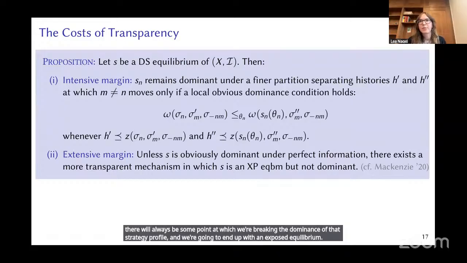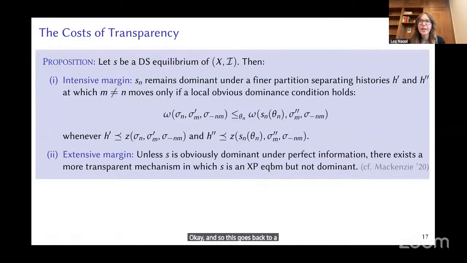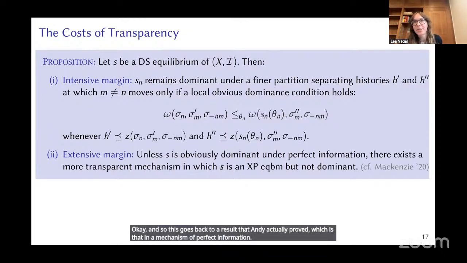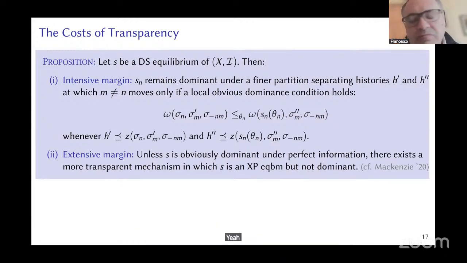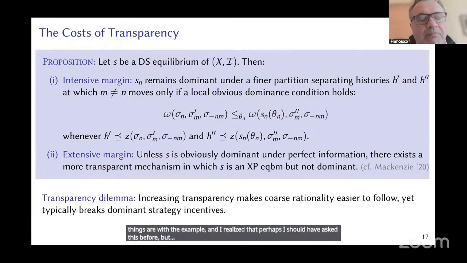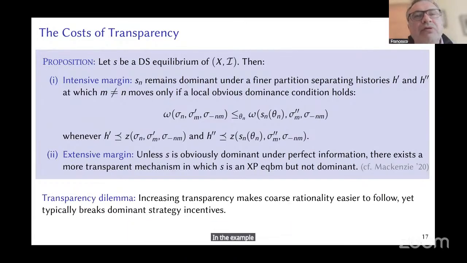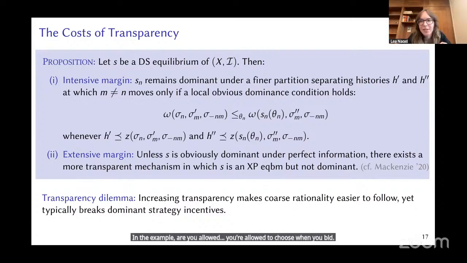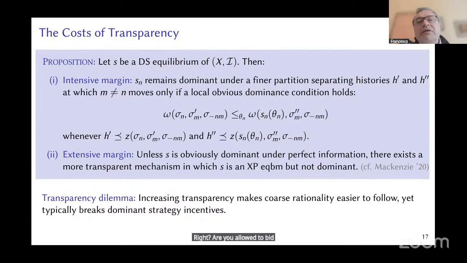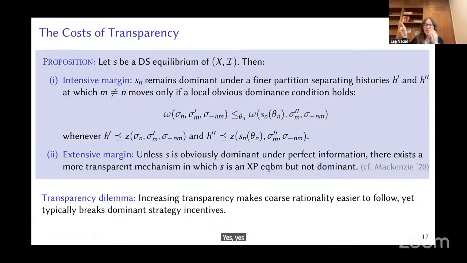Okay, and so this goes back to a result that Andy actually proved, which is that in a mechanism of perfect information, a strategy profile is going to be a dominant strategy equilibrium if and only if it's an obviously dominant strategy equilibrium. Lea, while you're talking, I'm trying to map what these things are with the example. I realized that perhaps I should have asked this before, but in the example, you're allowed to choose when you bid, right? Are you allowed to bid more than once in reply to other people? Yes, yes. I'm going to formalize the example and we're going to talk about all of these things.